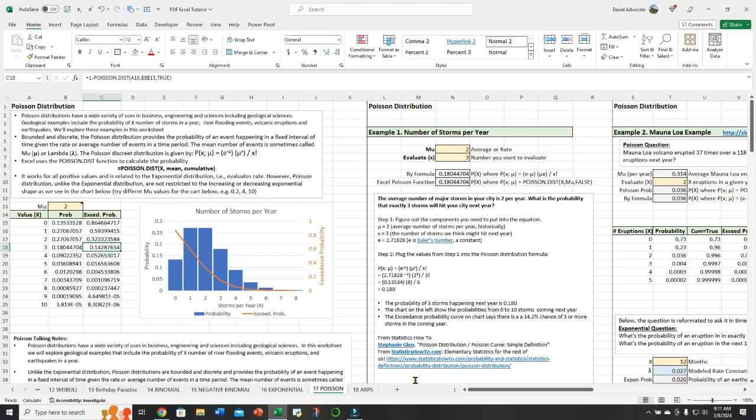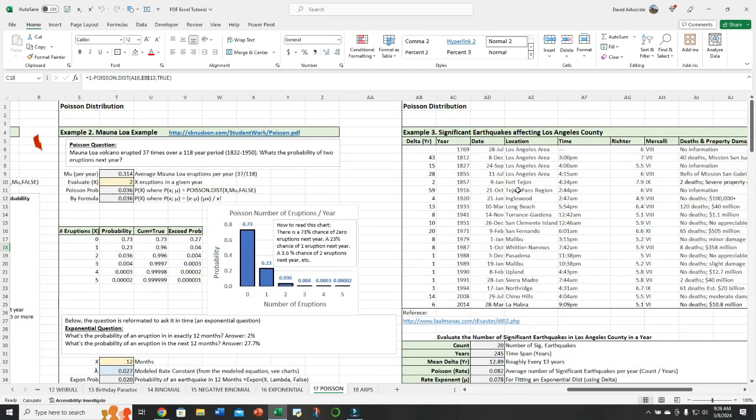Now let's move on to example 2, Mauna Loa volcanic eruptions. Our Poisson question is, Mauna Loa volcano erupted 37 times over a 118-year period from 1832 to 1950. What's the probability of 2 eruptions next year? For mu, we find the average number of eruptions by dividing 27 eruptions in 118 years. And we evaluate for 2 eruptions.